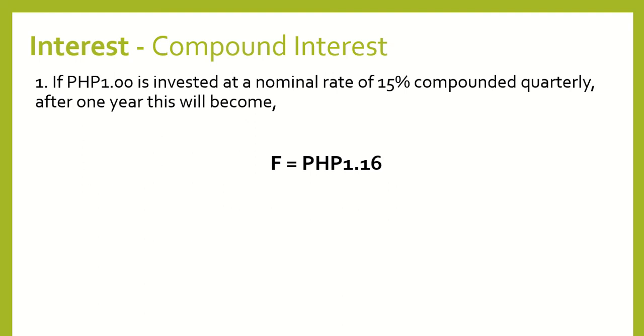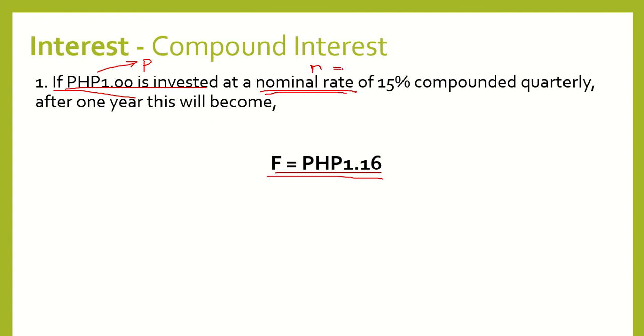So let's have this example. If 1 peso is invested at a nominal rate of 15% compounded quarterly, after 1 year it will become 1.16 pesos. Now, how did we solve it? Check first the given values. 1 peso is invested, which means this is our present worth. Now, at a nominal rate, take note of this. There will be times that this term is not mentioned, but you have to take note that when there is compounding, automatically that is r, the nominal rate of interest, which is 15%.